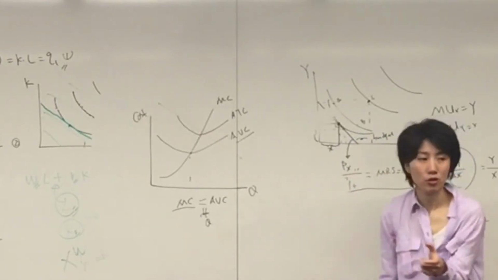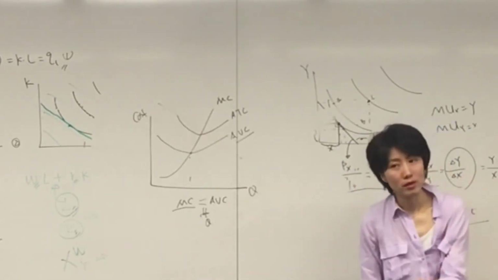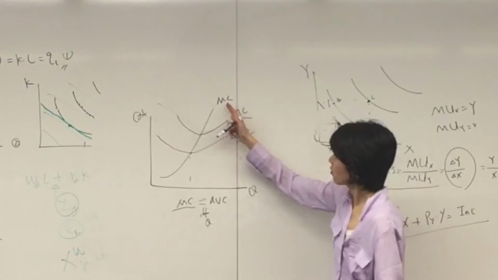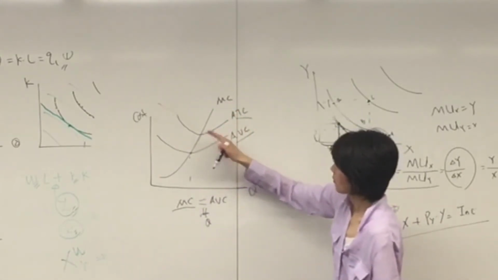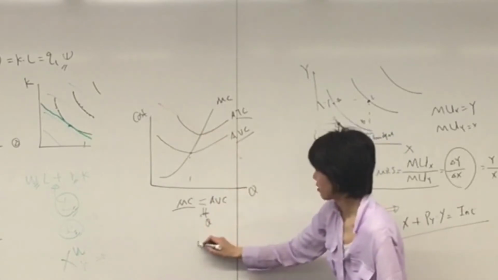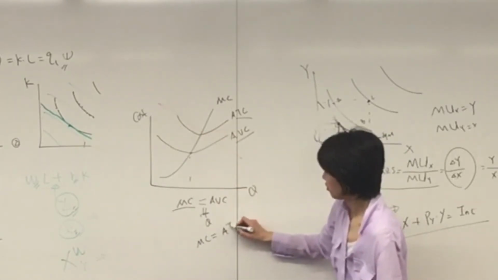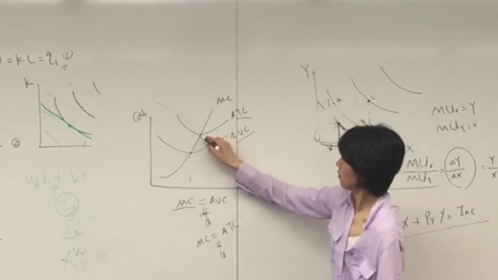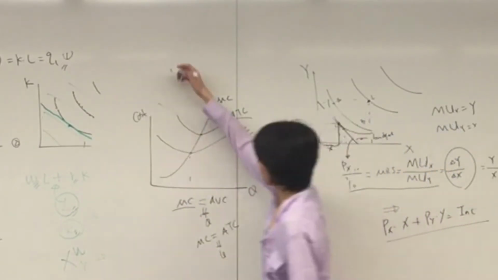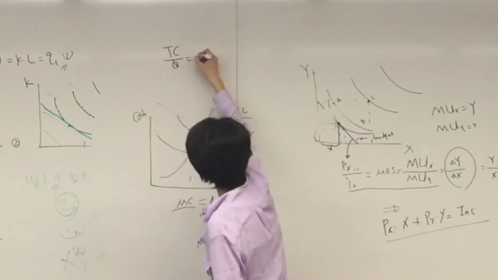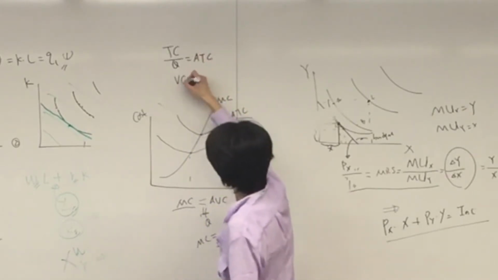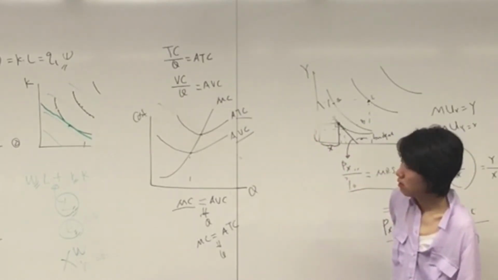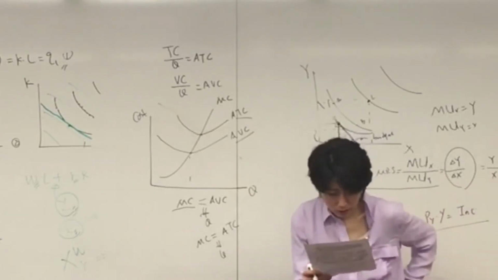Okay. Same thing, if I ask you to determine the quantity that minimizes average total cost, the only thing you need to know is that the marginal cost curve passes through the minimum level of average total cost. So just make marginal cost equal to average total cost, and then you can solve for Q. That Q is the quantity that minimizes the average total cost. And again, total cost divided by Q is average total cost. Variable cost divided by Q is average variable cost. Okay. So that's the first question.